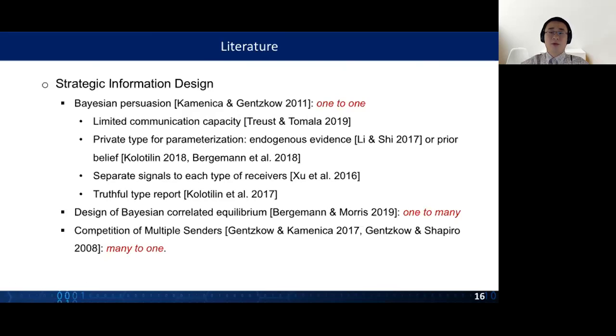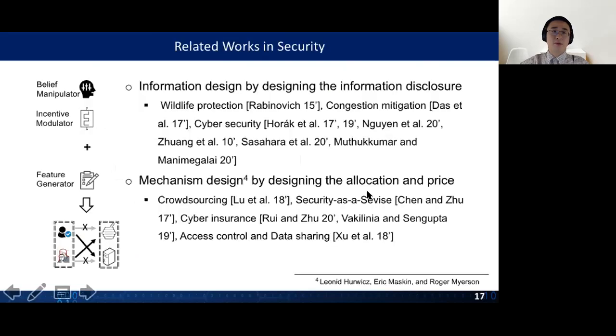Previous work has studied private types for parameterization. One work has studied a case where separate signals are assigned to different types of receivers to make them act differently. Another has investigated the possibility of making players willing to report their private information truthfully. Compared to these works, we use type to model identity falsification for insider threats and design a public signal, as we cannot assign different signals to legitimate users and insiders separately. Also, in the security domain, it's unlikely we can ask the insider to truthfully report their type.